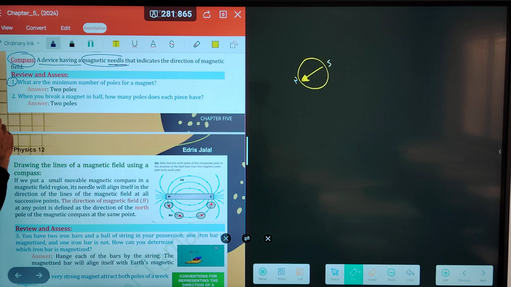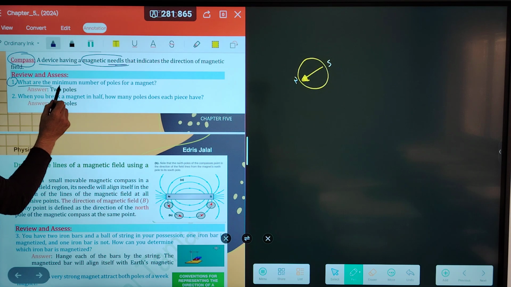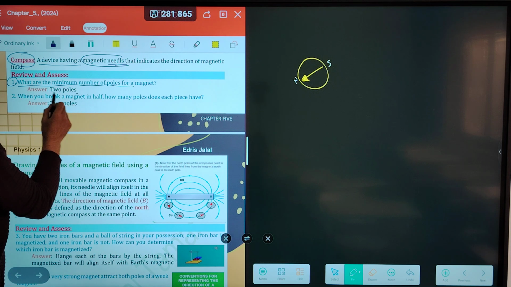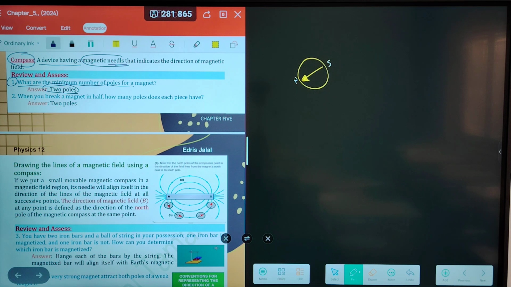Question 1 in the chapter review and review assess. What is the minimum number of poles for a magnet? Two poles. Each magnet has at least two poles, okay?